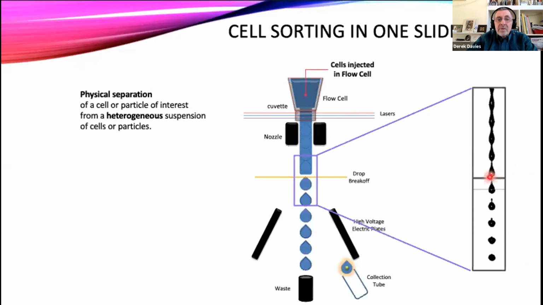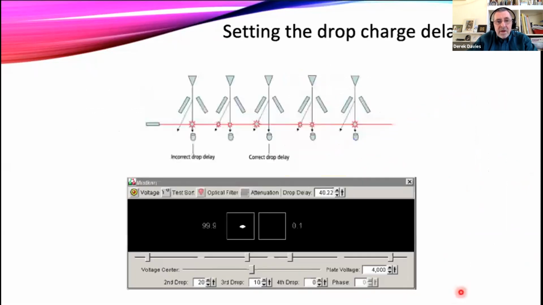But the most important thing we're going to do in cell sorting is this drop charge delay, to work out how long we have to wait for the cell to pass from the interrogation point to this point when it's in the last attached drop. And we're not going to set this up today. We saw how we did this last time, but on the Aria, we use a system called AccuDrop.